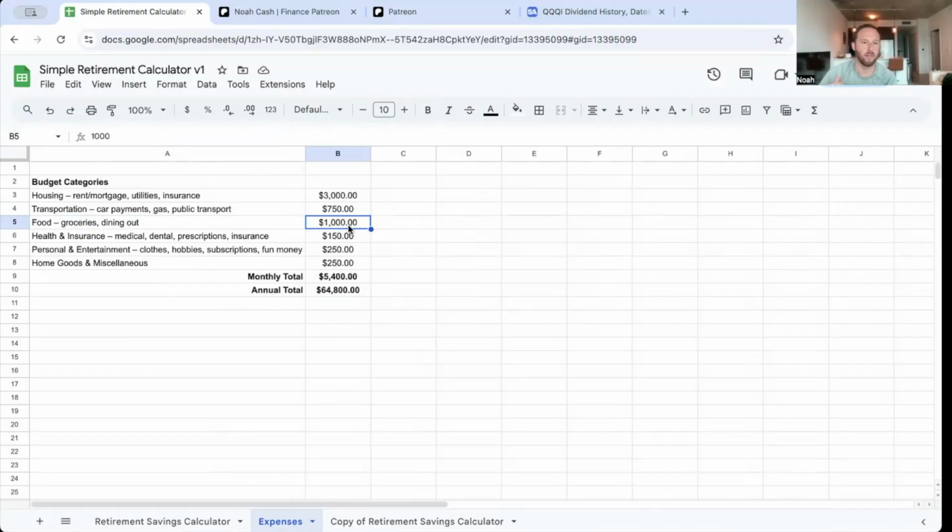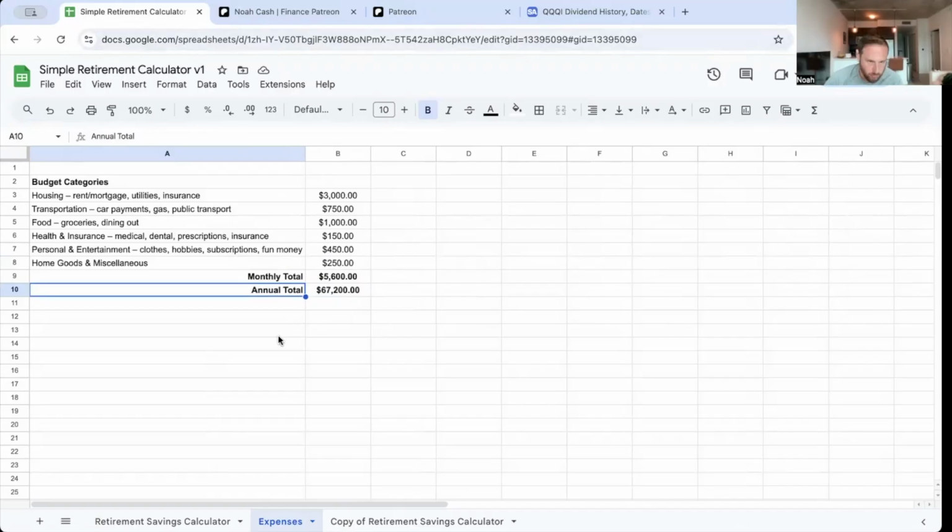And maybe you have more, maybe you have less, health related stuff, 150. Personal, like clothing, hobby, subscriptions, fun money, $250 a month. And maybe yours is a little higher at 450, right? And then home goods and miscellaneous 250. So our monthly total with this plan and with this structure is 5,600 a month for an annual total of $67,000 a year. Okay, so that is your base expectation, and that's like today's expenses, right?